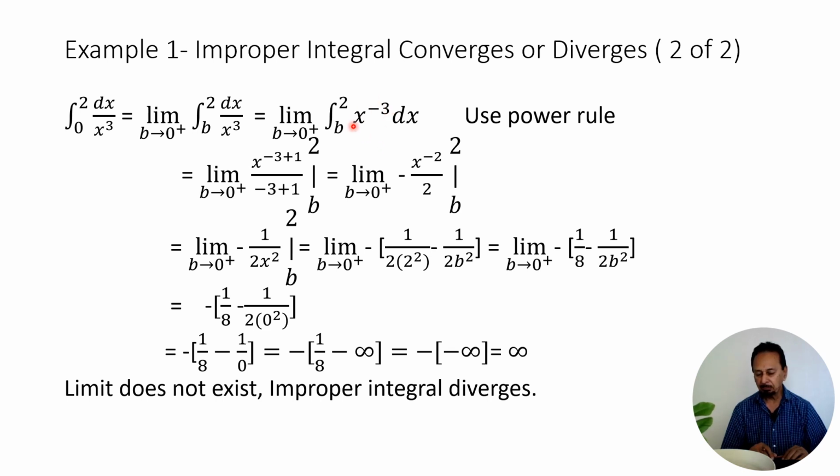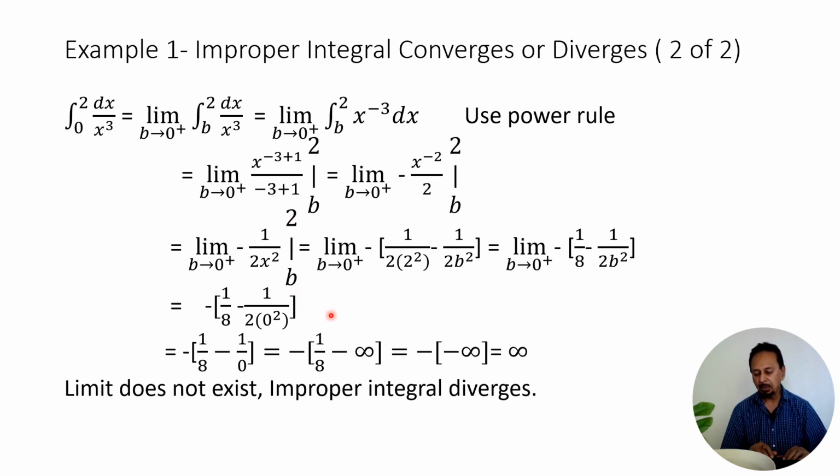Applying the power rule, it becomes the limit as b approaches 0 from the right of x to the negative 3 plus 1 over negative 3 plus 1. Simplifying, negative 3 plus 1 becomes negative 2, so we put a negative here, and this becomes x to the negative 2, with limits from b to 2. Now x to the negative 2 is rewritten as 1 over x squared, so we have the limit as b approaches 0 from the right of negative 1 over 2x squared, with limits from b to 2.